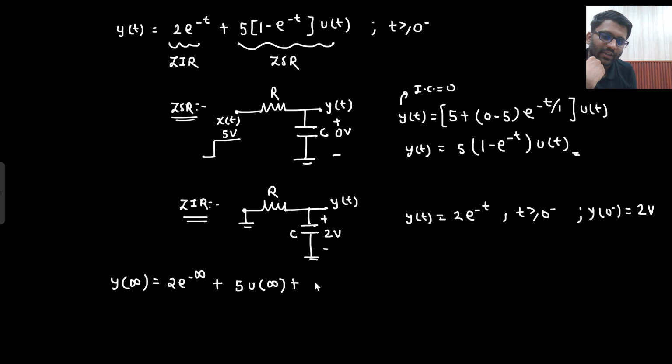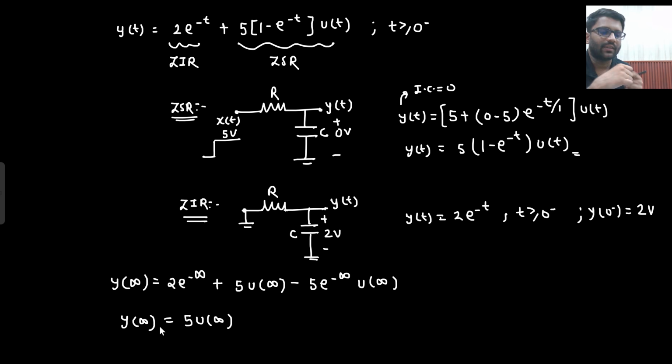So 5 u of infinity, and then minus 5 e to the power minus infinity u of infinity. So u of infinity, you know, would be 1. E to the power minus infinity is 0. So what will remain? 5 u of infinity. This is the value at infinity. So at steady state, which component will remain? I am not asking the value. At steady state, which component will remain?